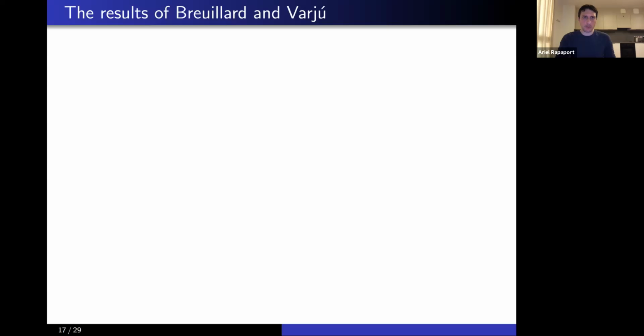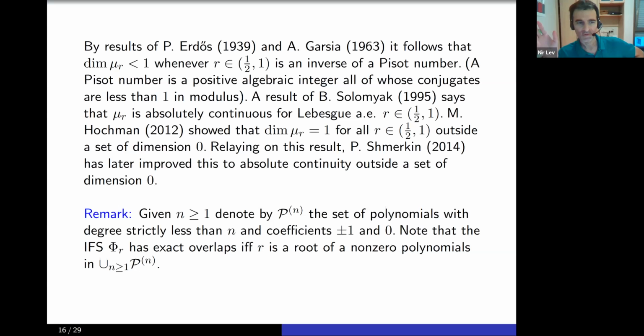So I'll move on to talking about the results of Brouillard and Varjú. Just a moment, just to understand the conjecture. The conjecture says the following: if the parameter r is not a zero of a plus or minus 1, 0 coefficient polynomial, then the dimension of mu r is 1, in the relevant interval, the interval between one half and 1. Yes, precisely. Okay, thank you.